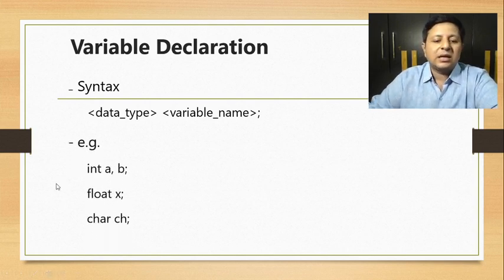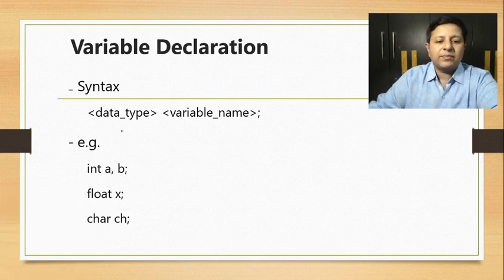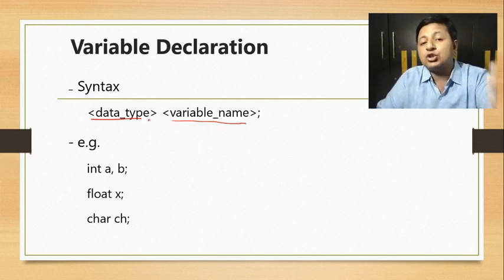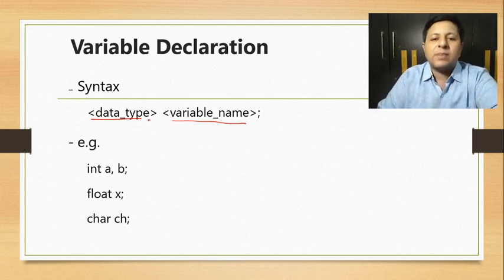You can see clearly the syntax goes like this. You will have the data type, then the variable name, and the semicolon. This less than, greater than sign indicates that the data type is not the actual word which is going to get used. It will be replaced by something.